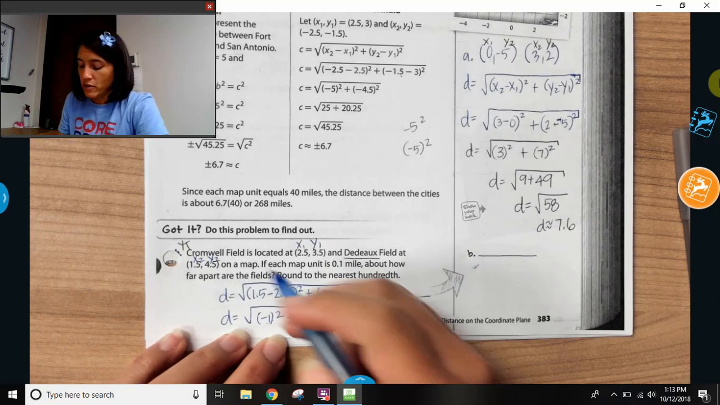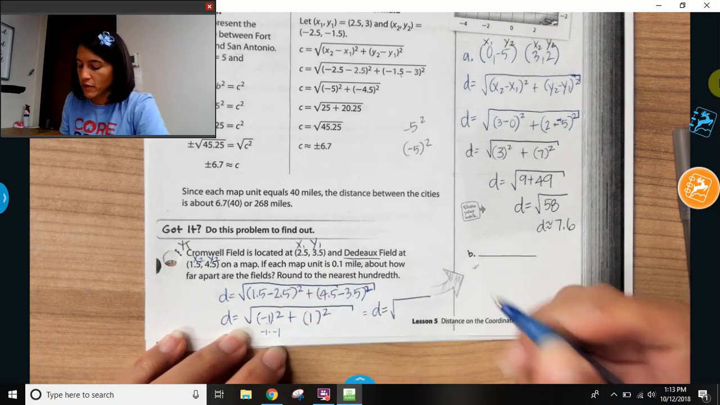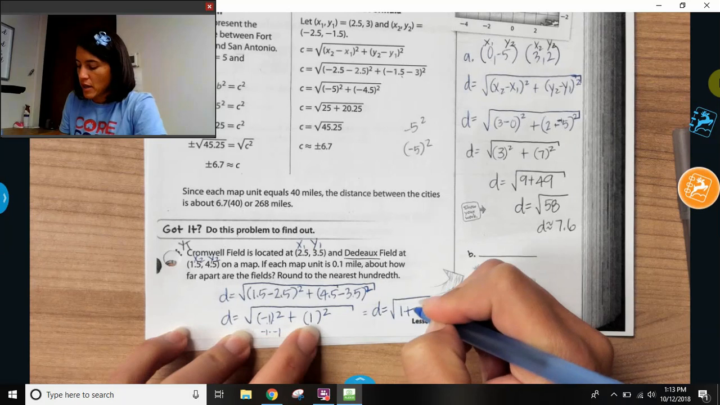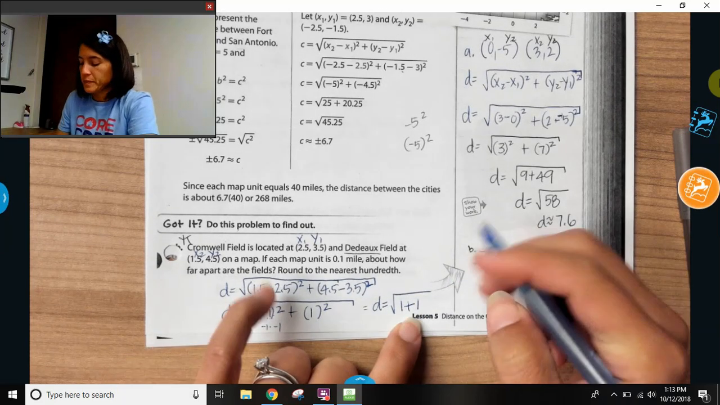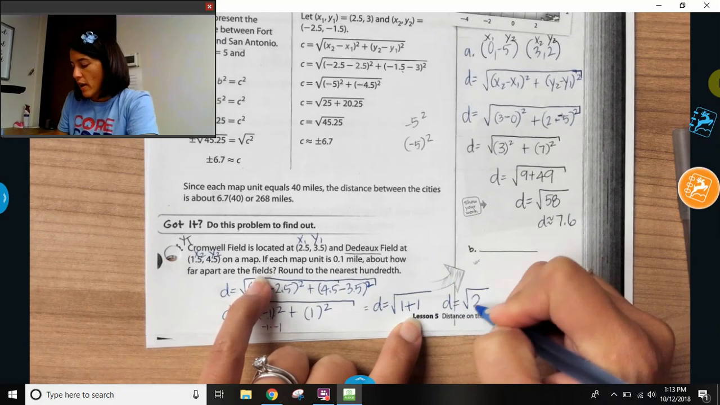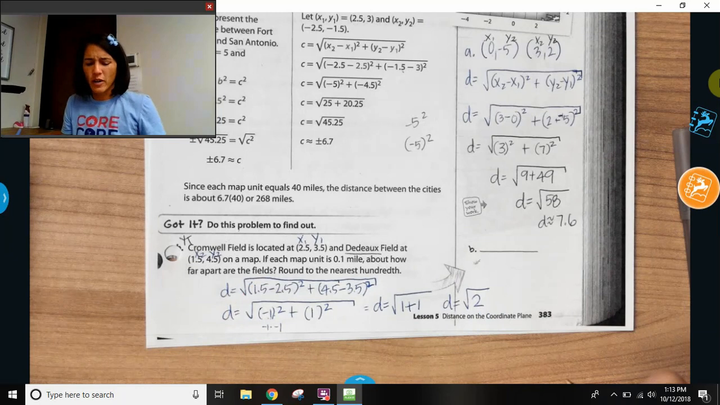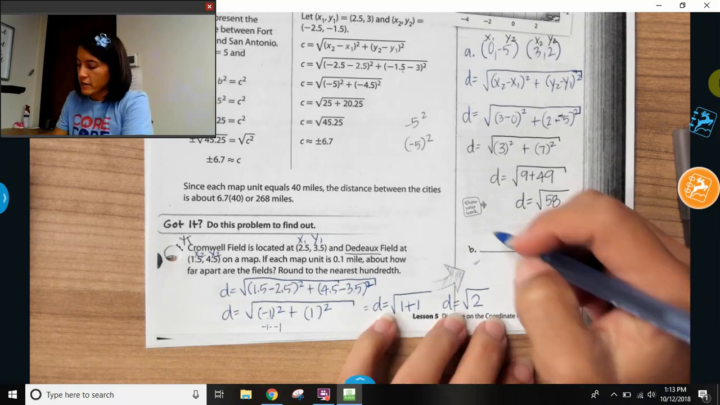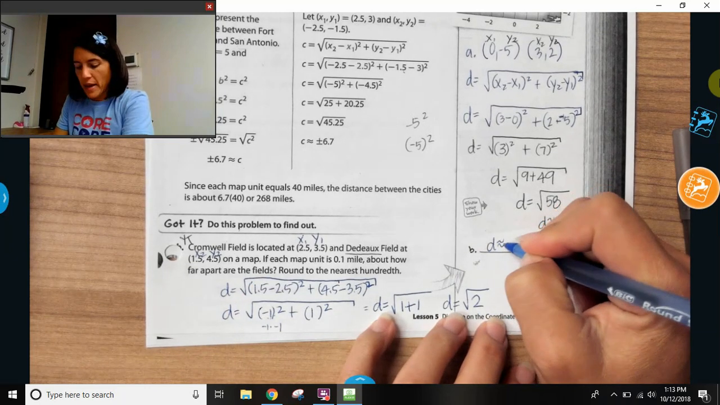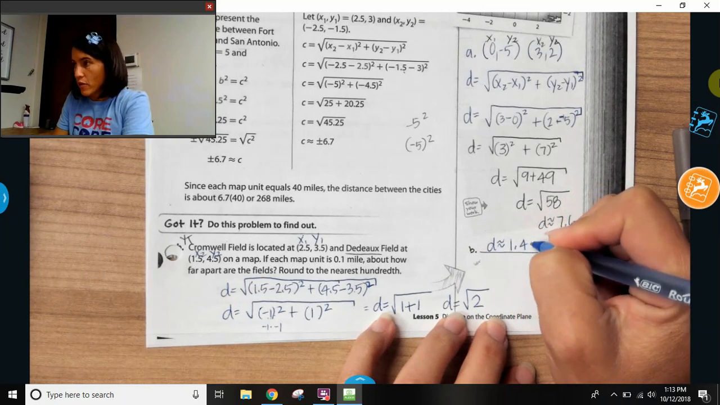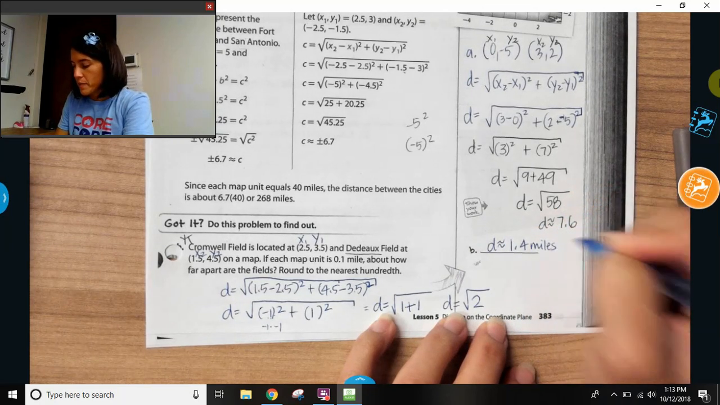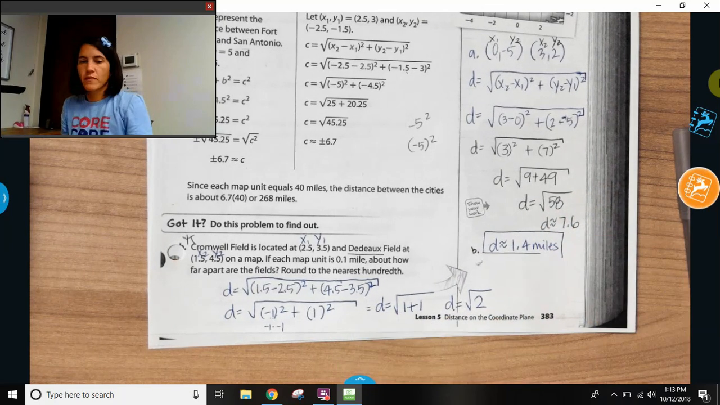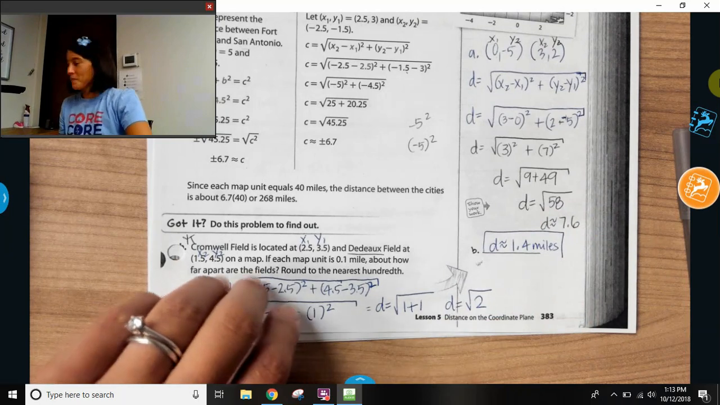(-1) squared really means -1 times -1. So that would just be 1. 1 squared is 1. So I have the square root of 2, which I think is about 1.4. Yes, so the distance is about 1.4 miles. All right, I hope you got that one correct.